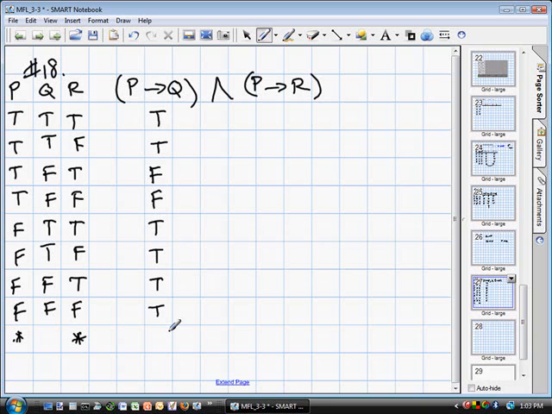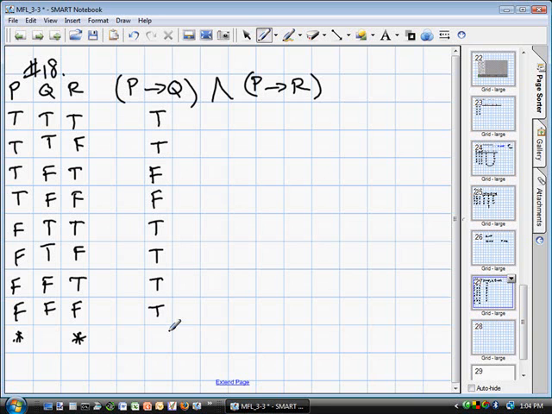It's only false when the first is true and the second is false. That's going to be a true. That's going to be a false. A true. A false. A true. A true. A true. A true.